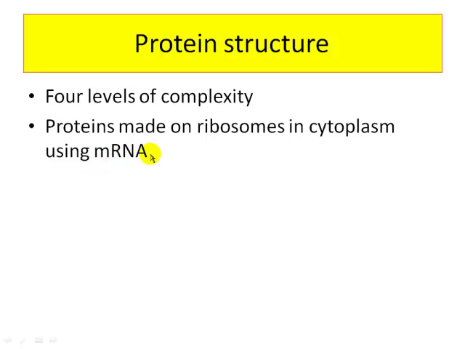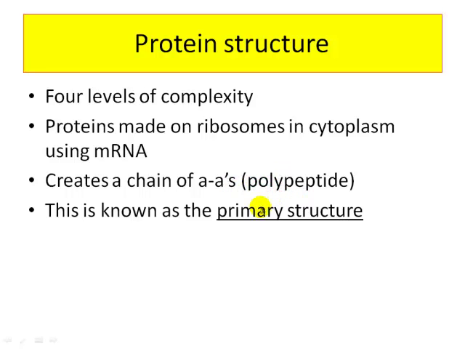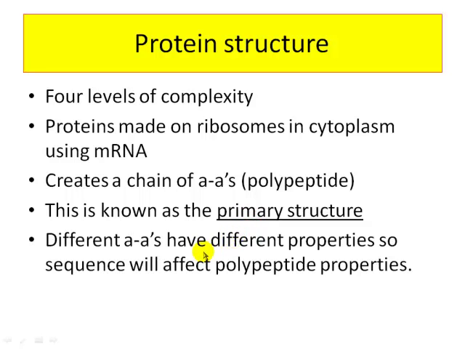Now we're not going into any detail at the moment, but this is the essential bit of kit here that codes for what order the amino acids will go in. And what this does, it creates a chain of amino acids. As I say, this chain, fairly short, is called a polypeptide. Longer polypeptides are called proteins. And this is known as the primary structure.